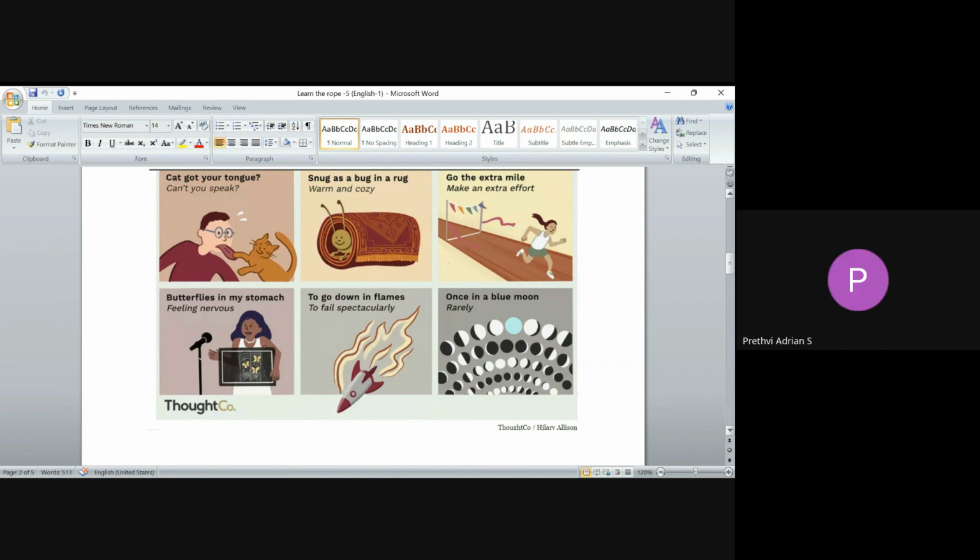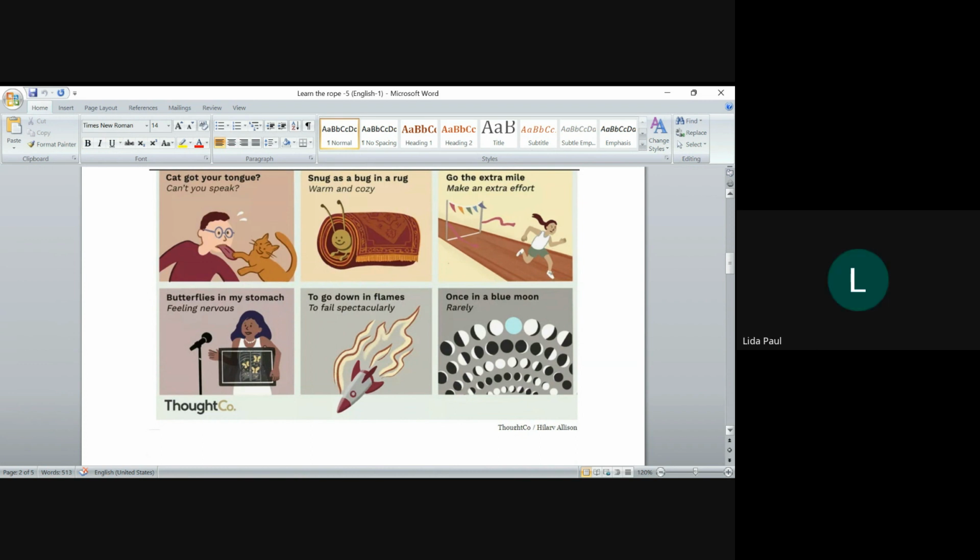Once in a blue moon. Have you not heard this one, the butterflies in my stomach phrase? Yes, ma'am. I have heard it in Tamil, which also means this. You have heard it, right? Yes, ma'am. I think these are very common. But the meaning is different, ma'am. What is the meaning that you have heard for butterflies in my stomach? Ma'am, butterflies in the stomach means after we eat very full.